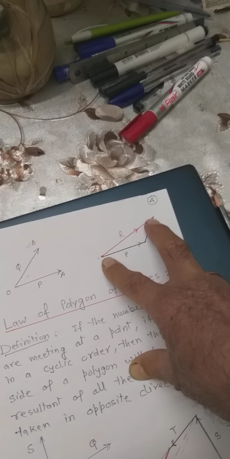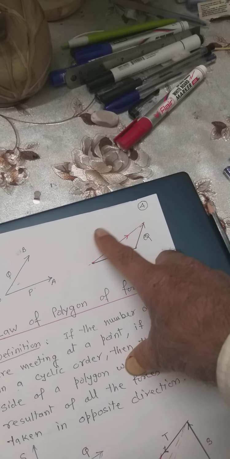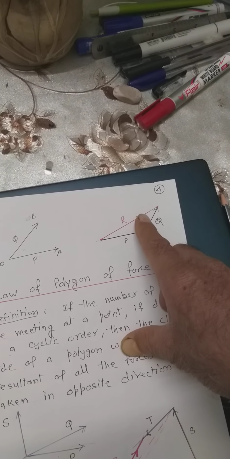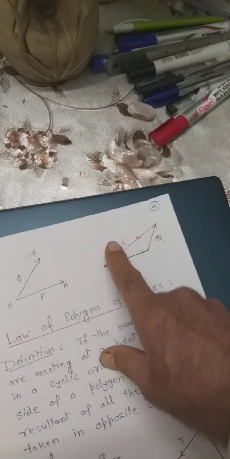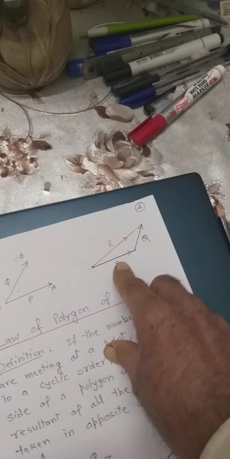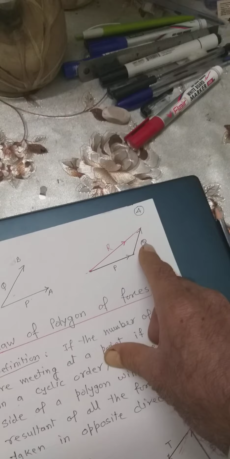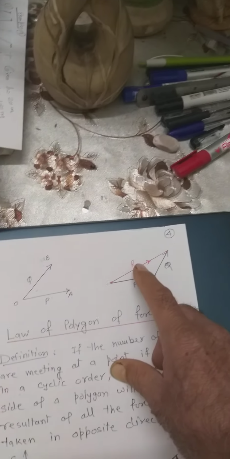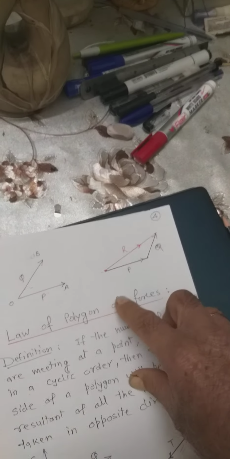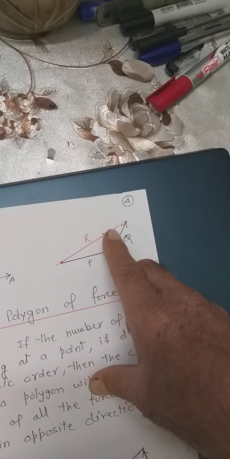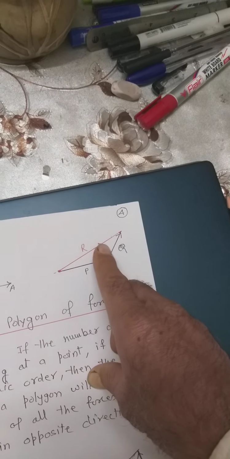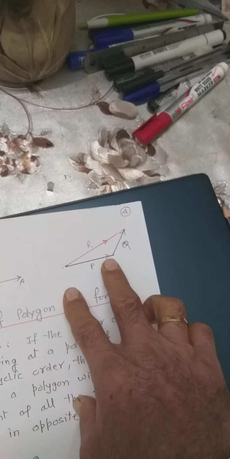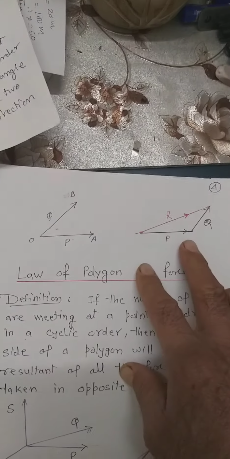So this red line, which is the closing side of the triangle, will be the resultant taken in opposite direction, because this force is acting in this direction, and this force is acting in this direction. Actually, the third force must act in this direction, but according to the law of triangle of forces, the resultant is nothing but the closing side of a triangle taken in opposite direction. That will directly give the resultant instead of using the cosine rule or something like this.